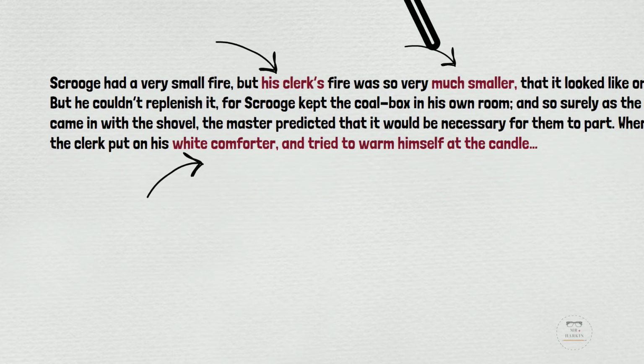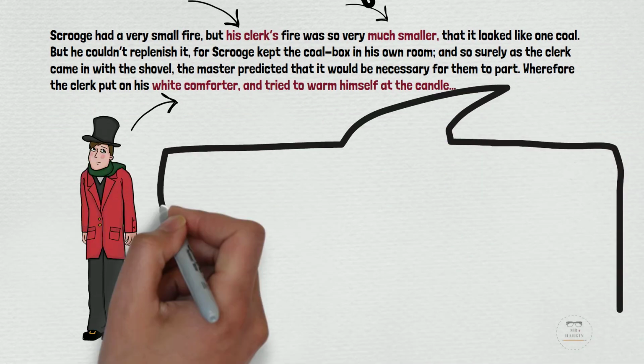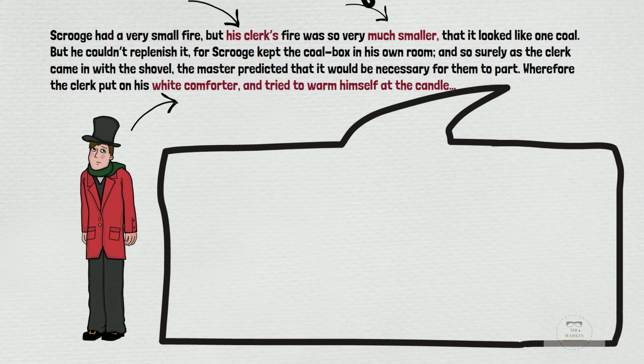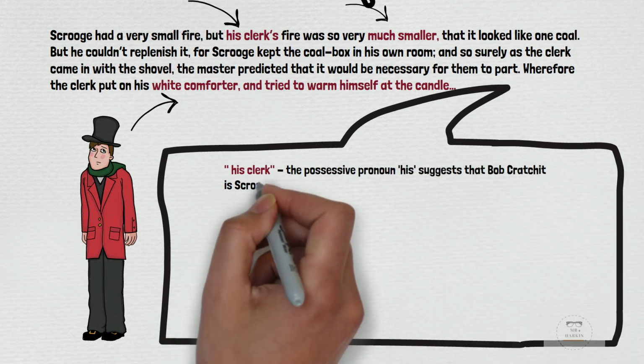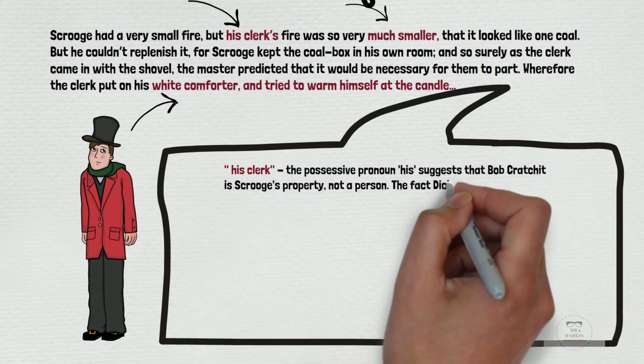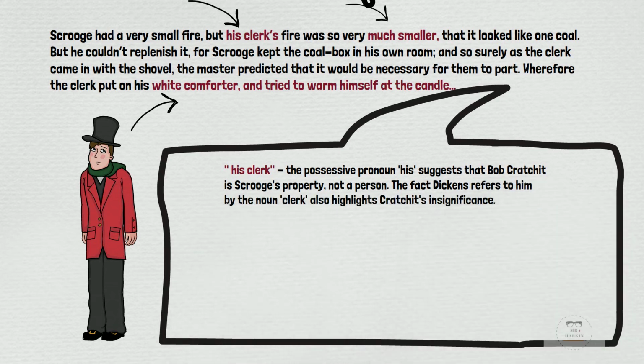Now we've highlighted those quotes, let's see what technique the writer uses and analyse the quote. His clerk. This is a possessive pronoun and suggests that Bob Cratchit is Scrooge's property, not a person. The fact Dickens refers to him by the noun clerk and not his name throughout this quote also highlights Cratchit's insignificance.